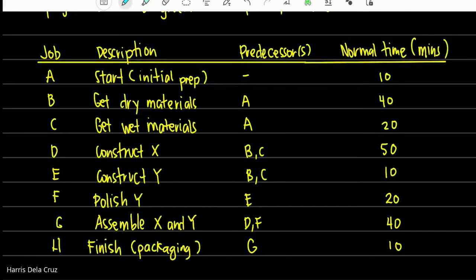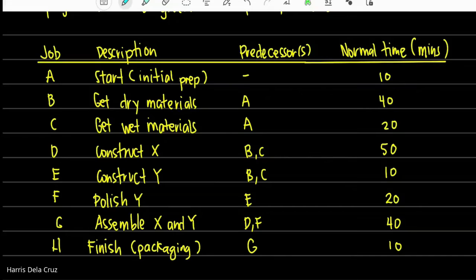And then to assemble X and Y, that requires to finish constructing X and constructing Y first. So, that's dependent on D and E. F rather, kasi kailangan i-polish pa pala yung Y, di ba? So, D and F, and that took 40 minutes.